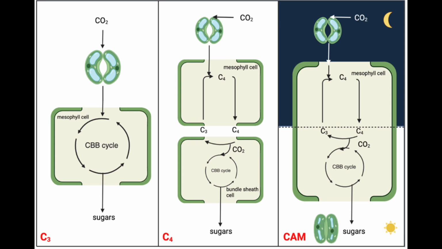Differences from C3 plants. C3 plants, like most trees and crops, fix CO2 directly into a 3-carbon compound via the Calvin cycle. C3 plants are more prone to photorespiration, especially under high temperatures, as rubisco also fixes oxygen instead of CO2. CAM and C4 plants have evolved specialized mechanisms to concentrate CO2 and reduce photorespiration, making them more efficient in hot and dry environments than C3 plants.